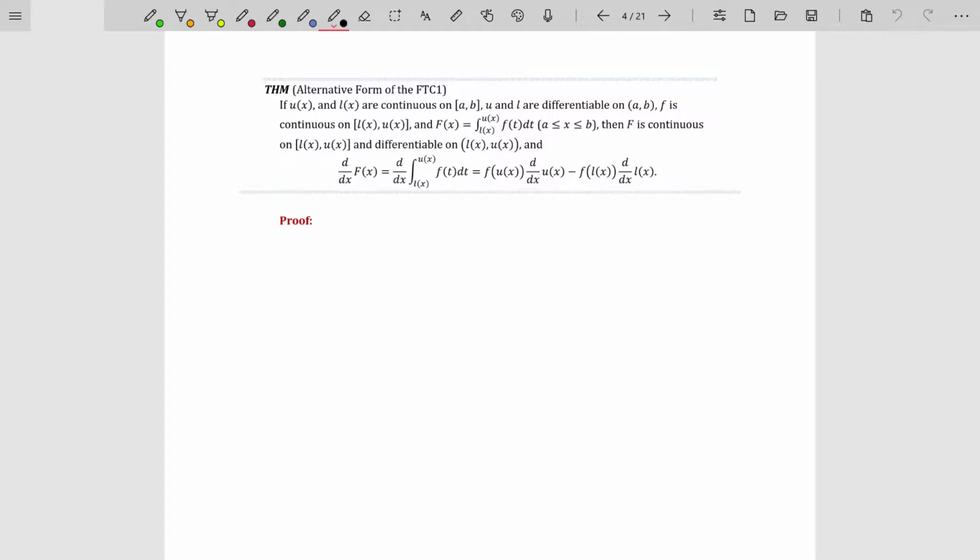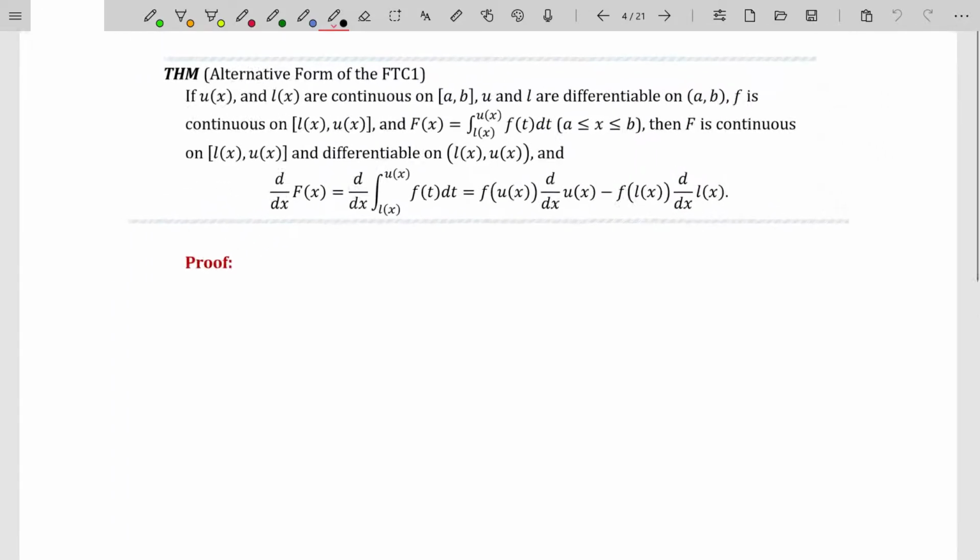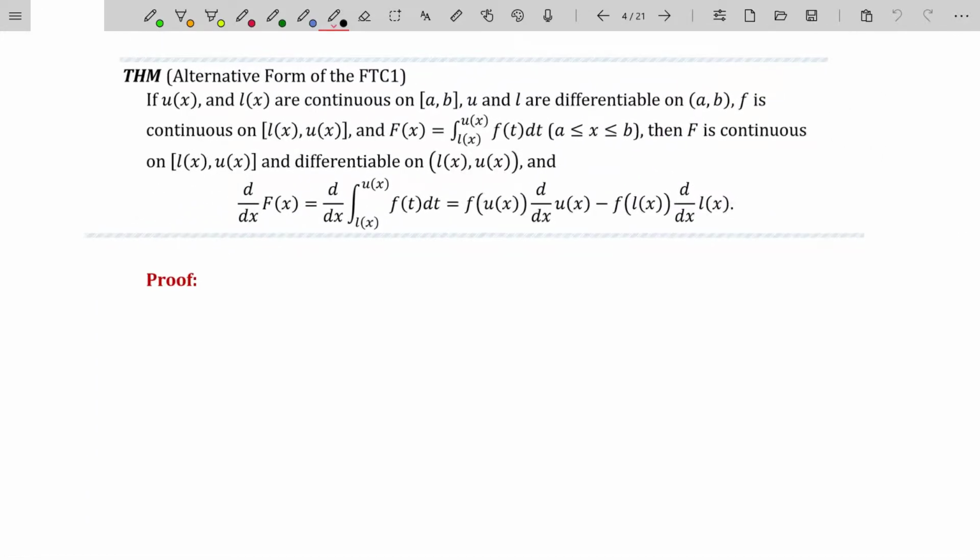Now, I have to be honest with you, the way that I have taught it in the past is not the way that I've just written it. So you can see I'm on a very clean page here, and I call this the alternative form of the FTC1. We call the Fundamental Theorem of Calculus Part 1 FTC1 because we don't want to write Fundamental Theorem of Calculus Part 1 over and over again. But here's the alternative form that I use when I teach Calc 1 in a classroom.